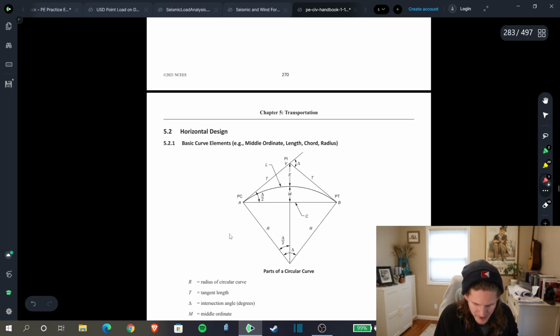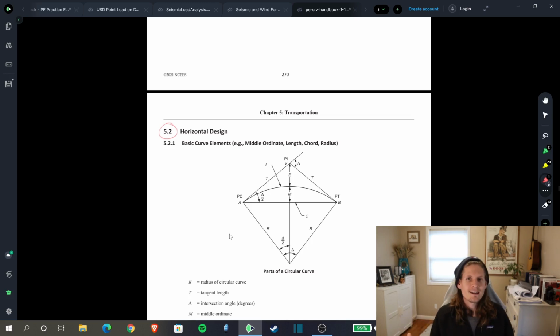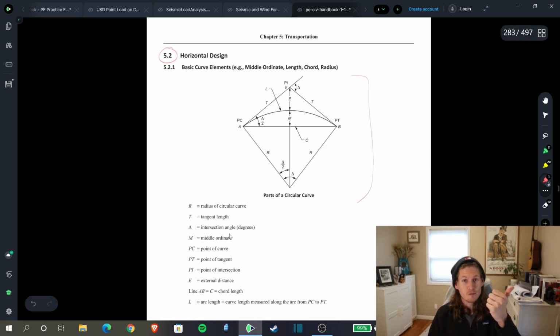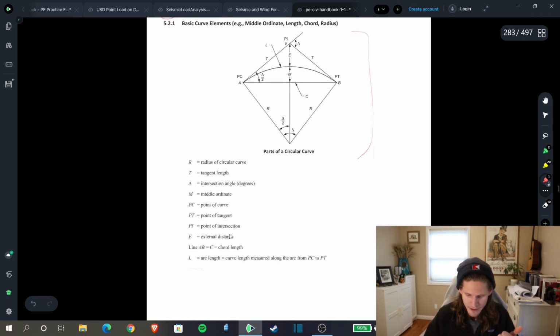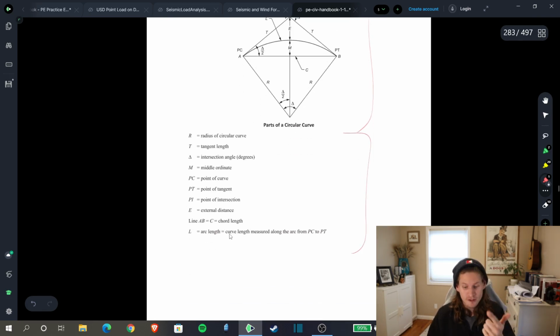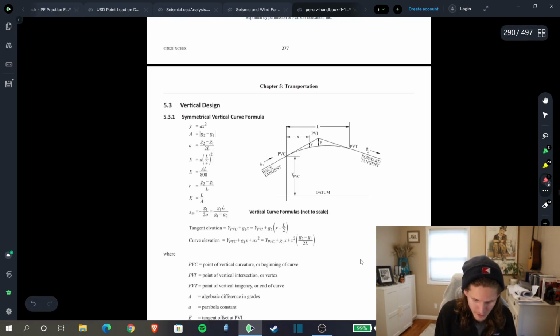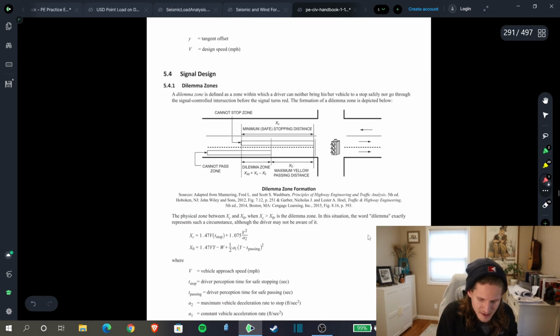Then we dip down into section 5.2, horizontal design of curves. Know this inside and out, and they do the great thing again. They give you your figure, that's one. They give you the definition of all your variables in the figure, that's two. And then right below, they give you all of your associated equations, boom. From horizontal, we move on to vertical curves. Same thing, different curve. Signal design is the next section.